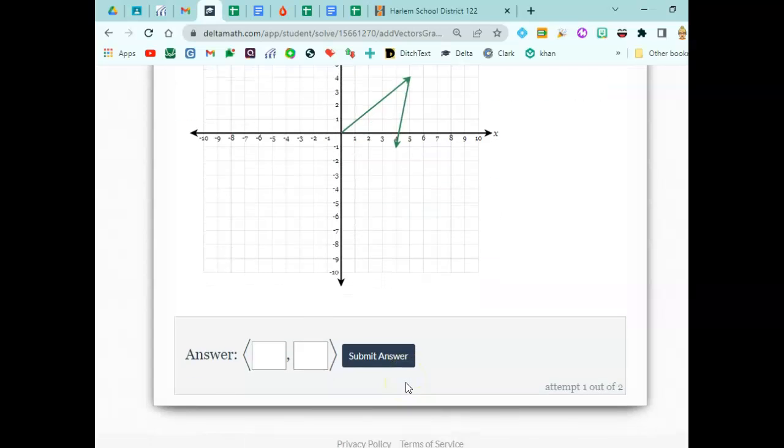And then they want to know, where did you wind up? Well, where did we wind up, guys? Over 4 and down 1? So this would just be 4, negative 1.